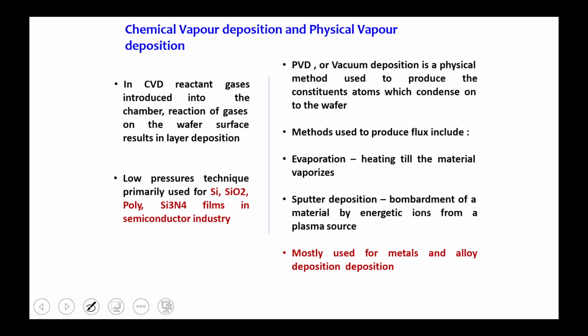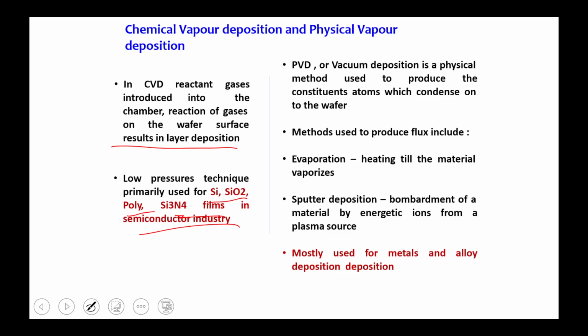In chemical vapor deposition, reactant gases are introduced into the chamber, and the gases on the surface result in layer deposition. Reactant gases like argon, nitrogen, hydrogen are used to deposit some materials. It is a low pressure technique, primarily used for materials like silicon dioxide, poly silicon, silicon nitride films in the semiconductor industry. PVD means physical vapor deposition. We have to use some vacuum.